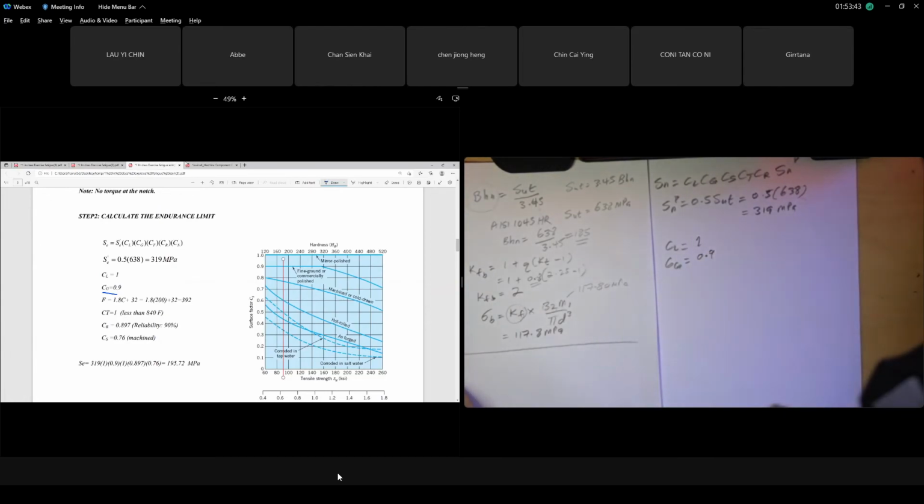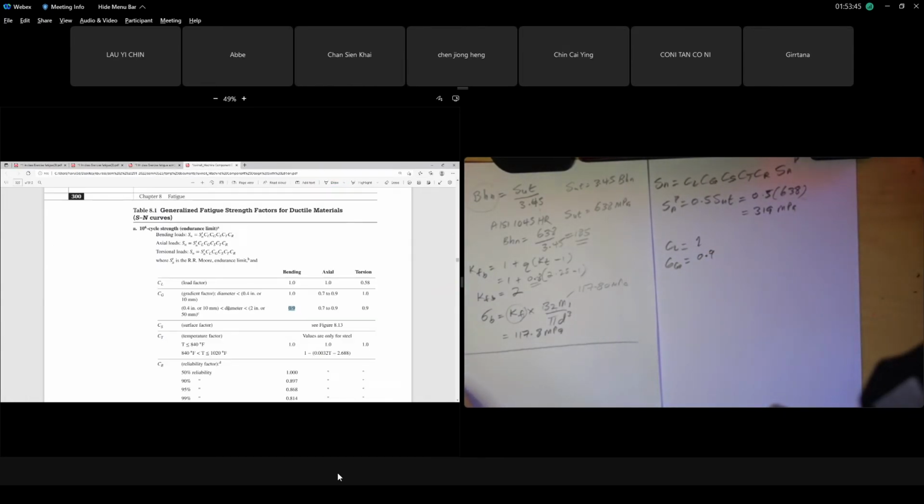Why 0.9? As I said, because we use 36 mm, which is between 10 mm to 50 mm. Not the upper one, not 1. It is 0.9 because we are based on bending. Not axial, guys, go for column bending.